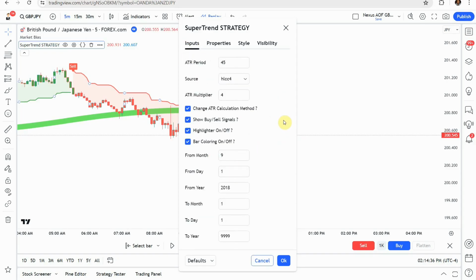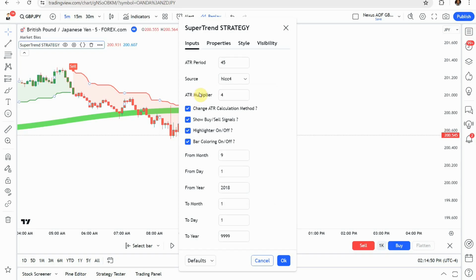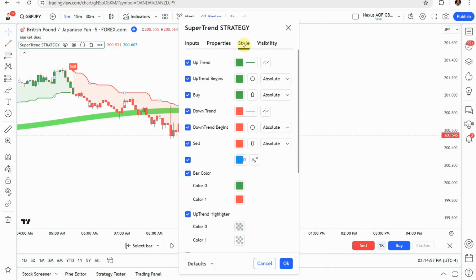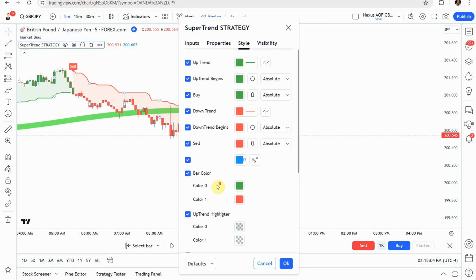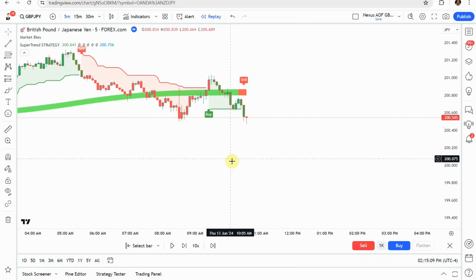So let's go ahead and go into the inputs. And so the ATR period, you're going to change that to 45. The source, you're going to change that to the HLCC4, this one right here. And the ATR multiplier, you're going to change that to 4. Then jump into the style settings and scroll down to the very bottom and turn off all 3 of these selections right here. And everything else should stay on the default, and click OK.